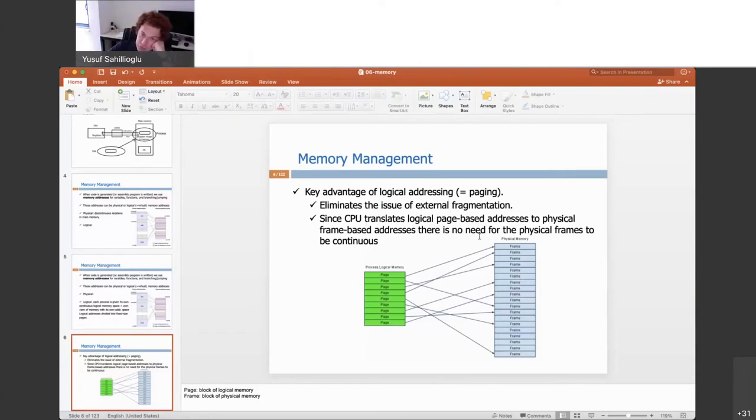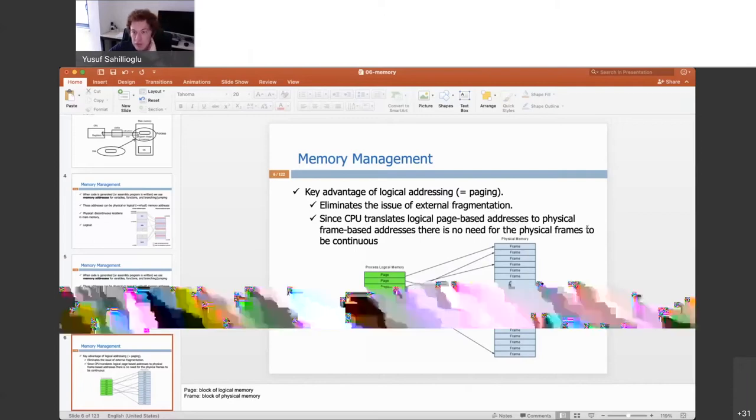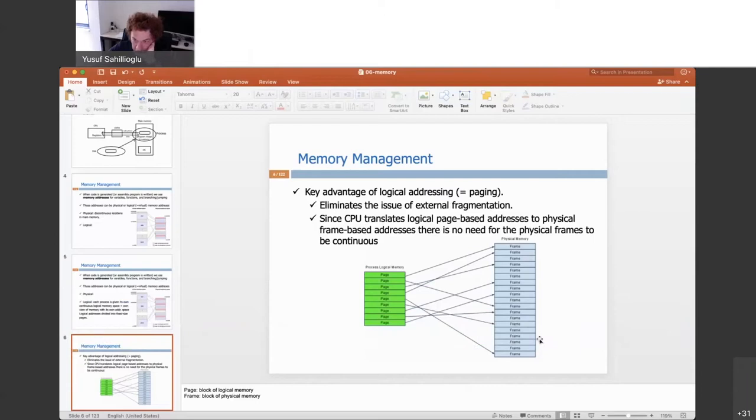Also, since the CPU translates logical page-based addresses to physical frame-based addresses, there is no need for the physical frames to be continuous. So this is actually what we have seen here. The block of logical memory is called a page, and each page is fitting into a frame, which is a block of physical memory. So the frame is in the physical memory, the page is in the logical memory. And the size of the page and the frame doesn't have to be the same. In general, frames are larger, so they hold multiple pages. But this is the logic: a page goes to a frame.